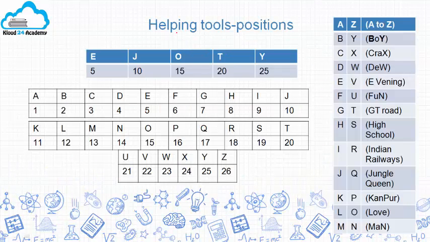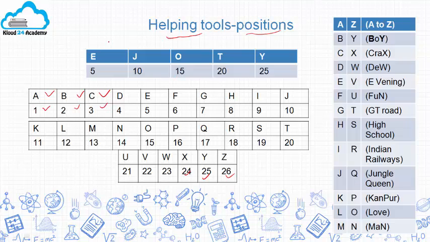To solve these questions, we need to find the shortcuts, helping tools regarding the positions of alphabets. We all know there are 26 alphabets in the series. It starts with A, so A is given position number 1, B position number 2, C position number 3, and so on. X 24, Y 25, Z 26. Now, if I ask you what is the position of alphabet Q, you have to calculate it manually, which will take a lot of time.